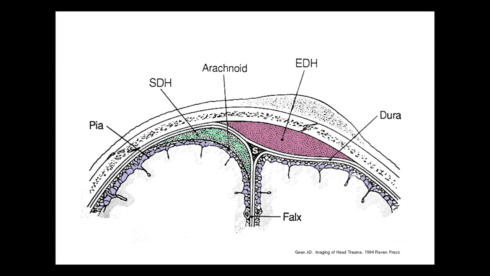Notice that the falx is a dual-layered structure, and you can get a subdural hematoma between the layers of the dura, a falcine subdural hematoma.